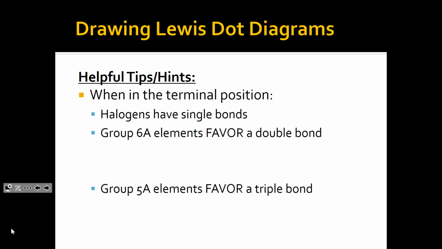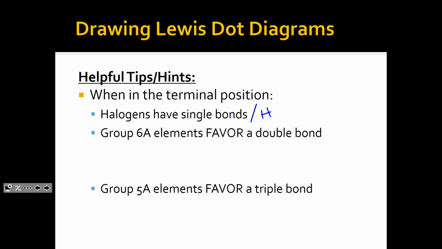When you have an atom that's in the terminal position, meaning it's not the central atom, but it's an outside atom, halogens are going to have single bonds. So chlorine, fluorine, iodine, if they're in the outside position, they will have single bonds. I don't have it listed there, but hydrogen also will have a single bond. Hydrogen can never have a double bond or a triple bond. So this also includes hydrogen.